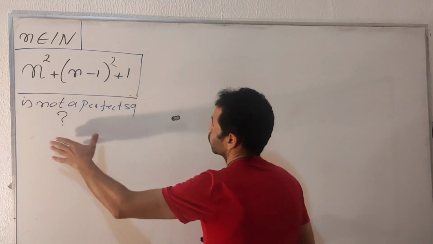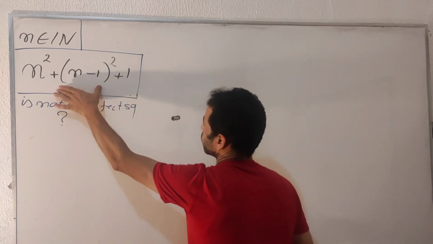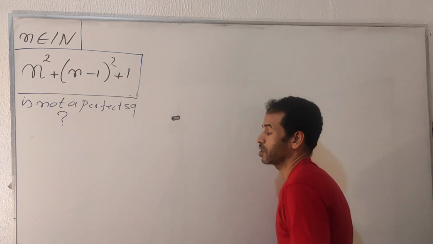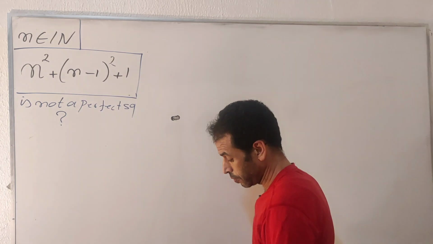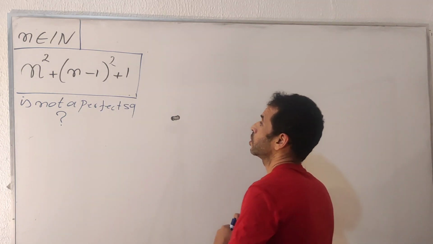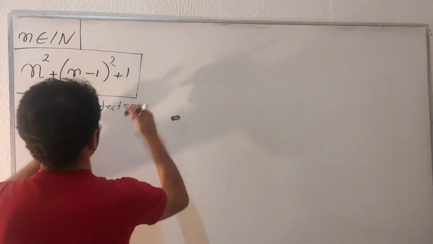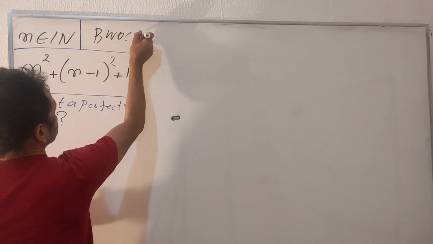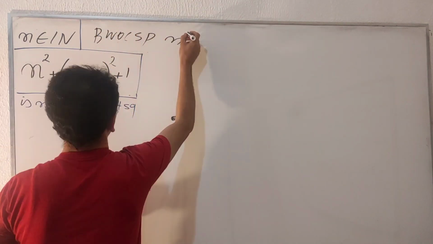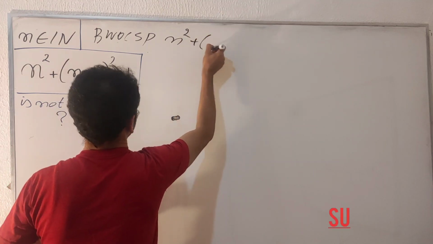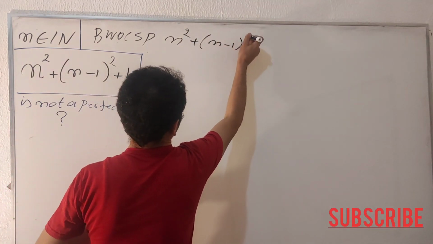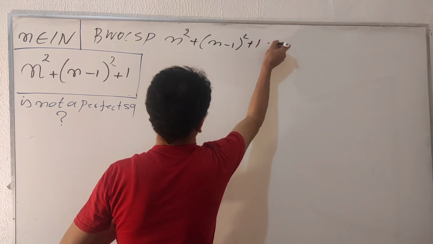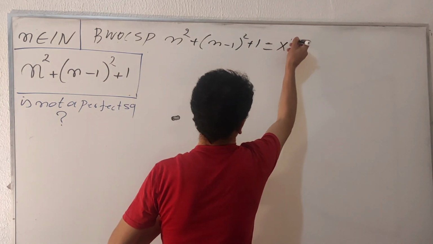Now, by way of contradiction, we are going to assume this one is a perfect square. At the end, we will find it's impossible to be a perfect square. So let's go through this to see what it gives us. We're saying the whole term is a perfect square, so it can be written in this form. By way of contradiction, suppose this quantity, n squared plus n minus 1 quinary square plus 1, equals x squared.